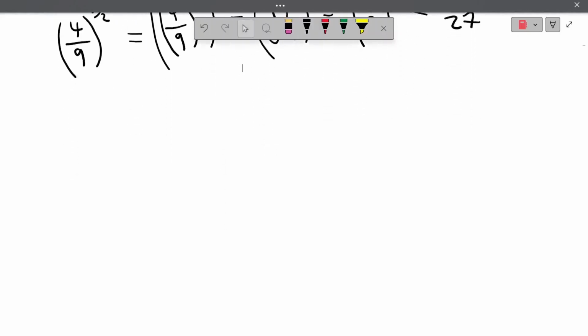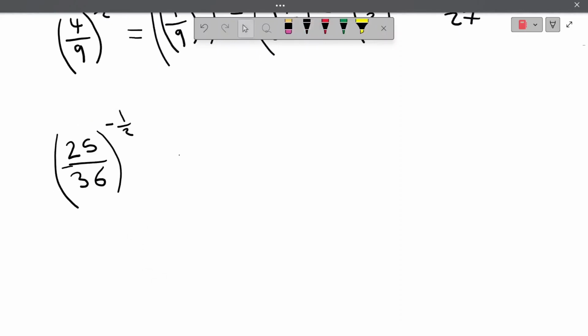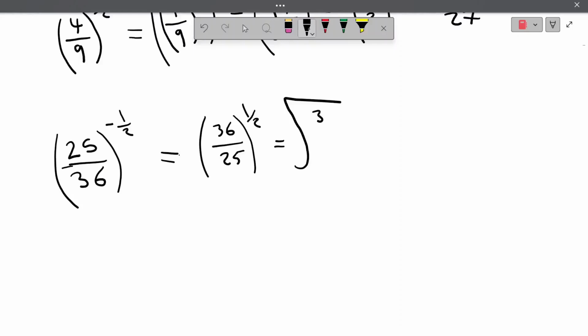Let's scroll down a little bit, and then let's go for something like 25/36 to the power of minus a half. Well, if you remember a little bit earlier, what does minus do? Well, the minus power, which I deal with first, just flips the fraction. So we have 36/25 to the power of a half, which is just the same as the square root of 36/25. Well, the square root of 36 is 6, and the square root of 25 is 5.